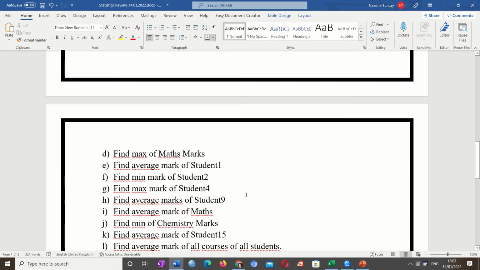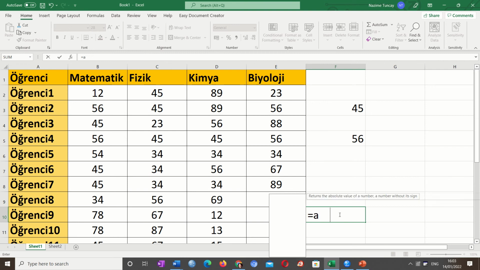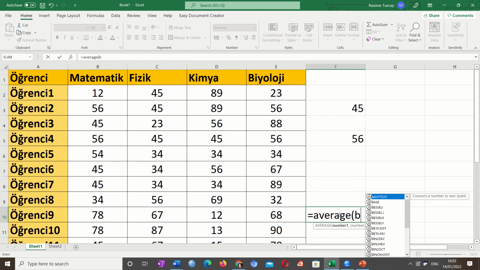Yes, average marks of student 9. Let's find that. Student 9 is here. So I want to find the average of these numbers. How can I find that? I always have to have the equal sign. If I don't have an equal sign, any Excel formula does not work. That's the important thing here. And I have to write average. Okay, I open the brackets and start from B10, and it ends at E10. Yes, that's it.